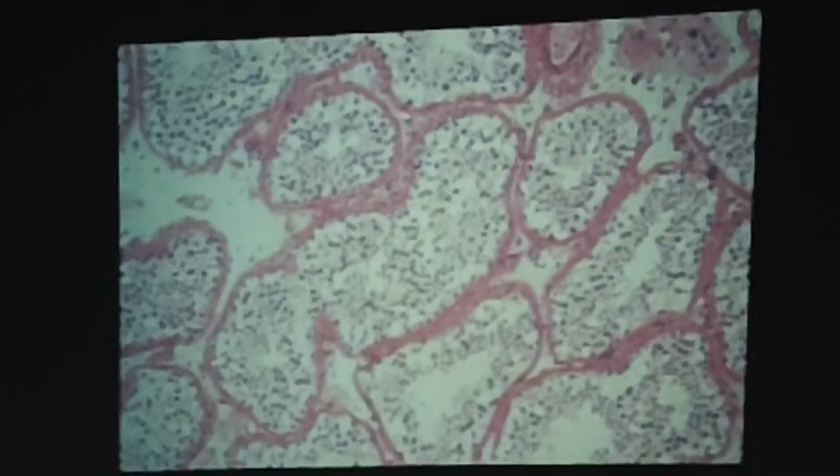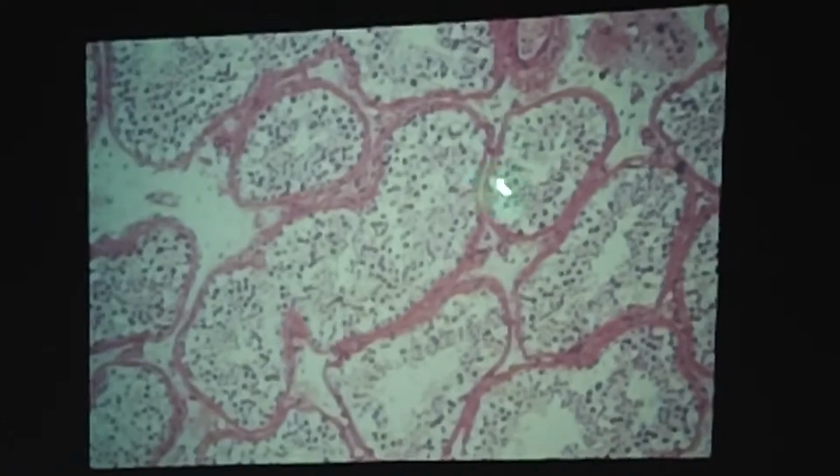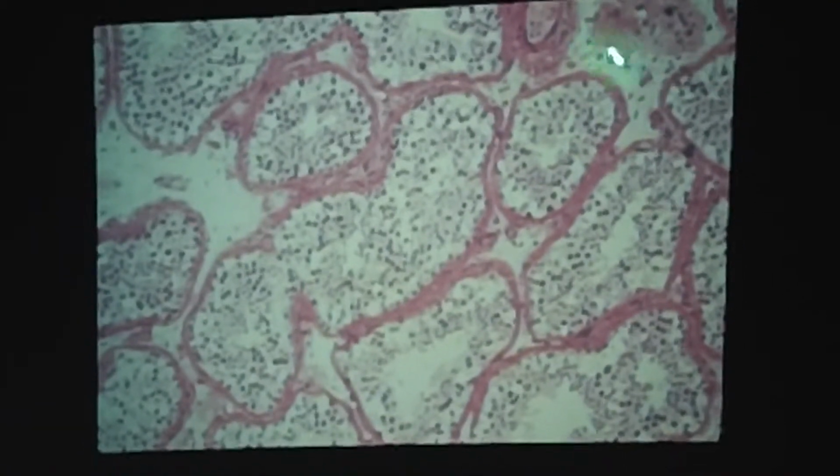Nice shot of seminiferous tubules. Clearly kind of a longitudinal profile, mostly circular. What's this up here?